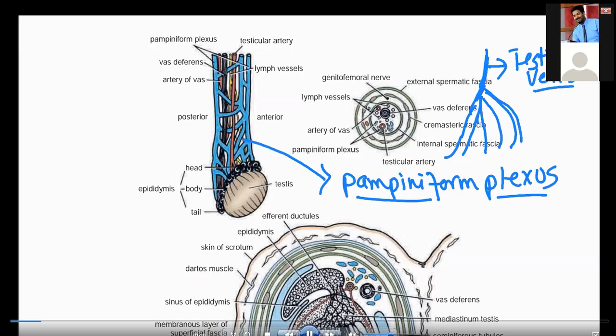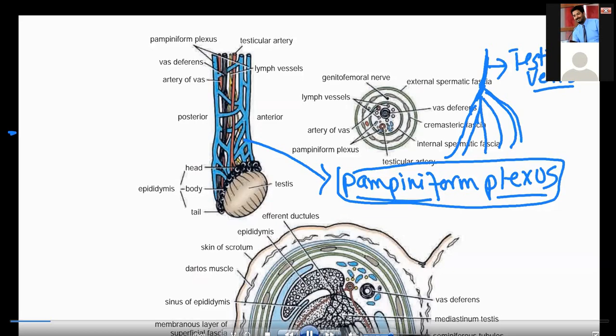Okay, so these are your pampiniform plexus. You can say that these are a network of the veins which are draining the blood from the testes, and now they are going to throw blood into the testicular veins, and from the testicular veins they are going to throw the blood into the main veins of your body.